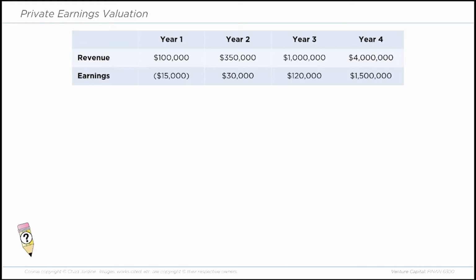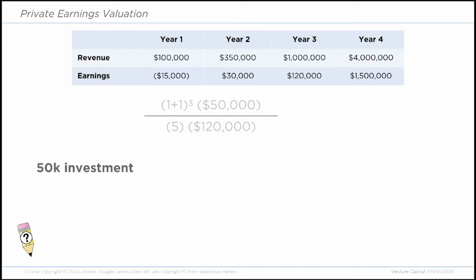One example is a private company. We're going to value it on earnings. You can see the anticipated revenue and earnings picture here over the next 4 years. So let's assume we have a $50,000 investment with an exit in 3 years. Plug in the appropriate info into the formula, and we have 1 plus 1 for 100% IRR to the power of 3 for our 3-year exit, multiplied by the amount of the investment, which is $50,000.